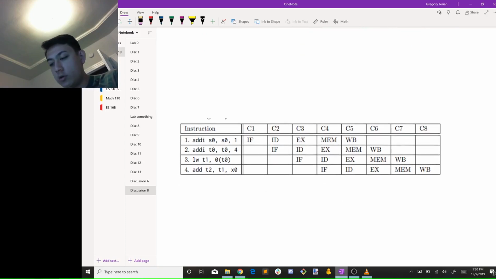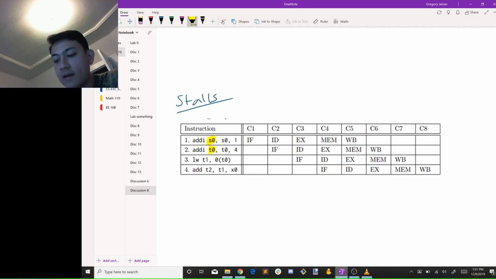Now let's talk about stalls. So in this code, we're asked to forward again. So let's look for data dependencies. The first thing we'll do is we'll look here. Okay, S0 is being updated with the previous value of S0. And here, T0 is being updated, but nothing happens with S0. So there's no dependencies yet, right?